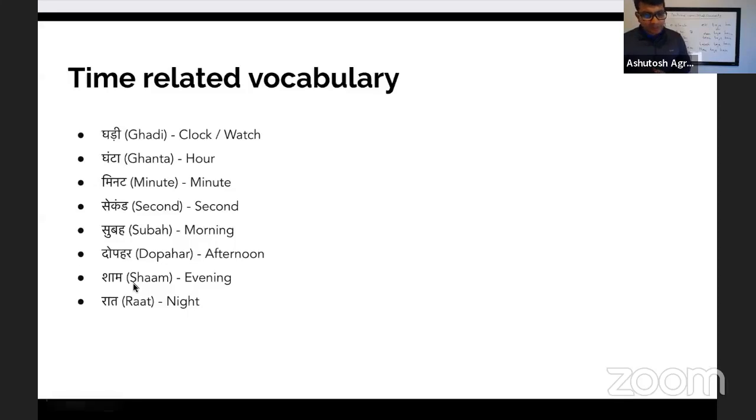Okay, Delia ji, if it is 9 PM, how will you say it? रात के 9 बजे हैं. Very good. And if it is 6 AM, how will you say that? Meeta ji, 6 AM. सुबह के 6 बजे हैं. Very good. If it is 11 PM, how would you say that? Elizabeth ji, 11 PM.